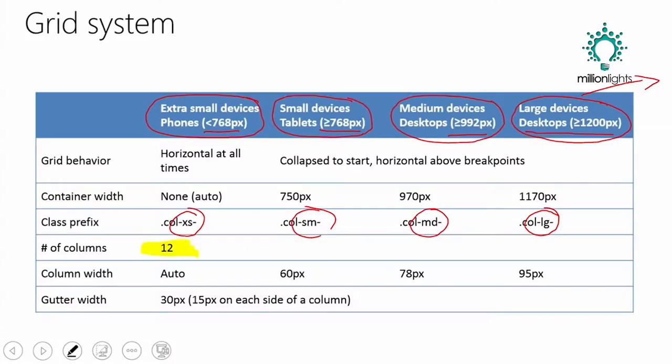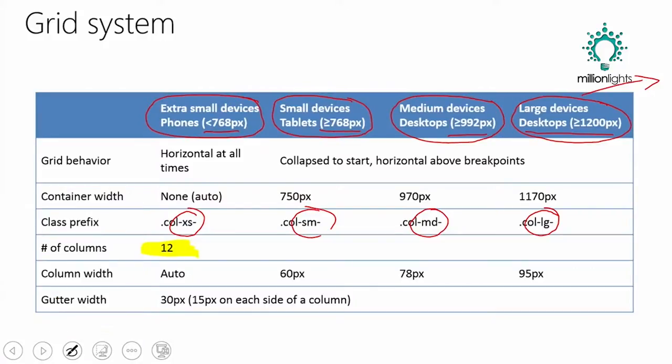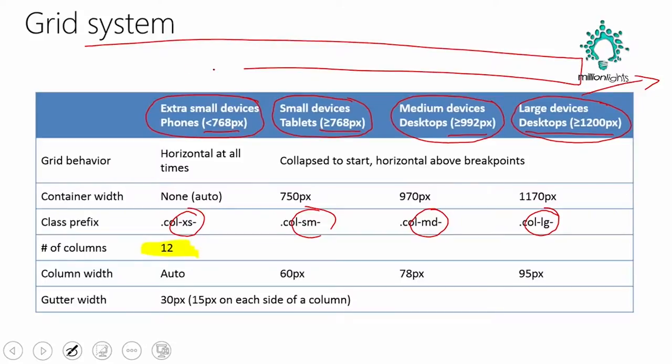Now, the next big thing that I want you to notice is the number of columns. The number of columns is always going to be 12. So in that little grid that you're going to get, you always have 1, 2, 3, 4, 5, 6, 7, 8, 9, 10, 11, my little fence post issue. There is our 12 columns.